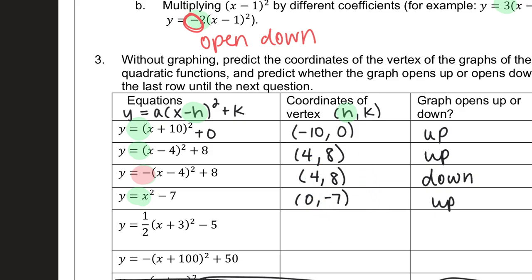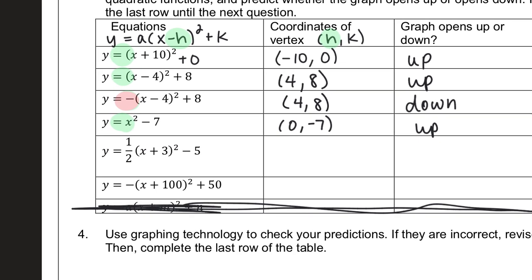For our next one, we look at our x value here. We have x plus 3, so that means the x value of my vertex is -3. And the y value is -5. We look at the beginning of our equation. We do have a number there, right? We have 1/2. But it's positive, so this is also going to open up.